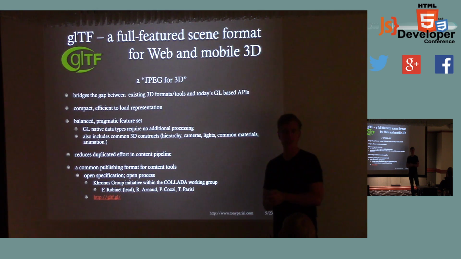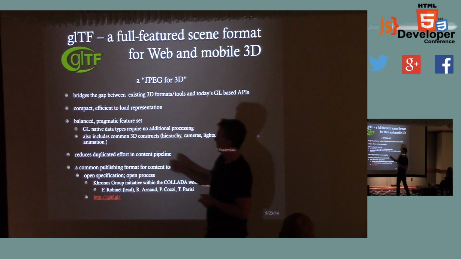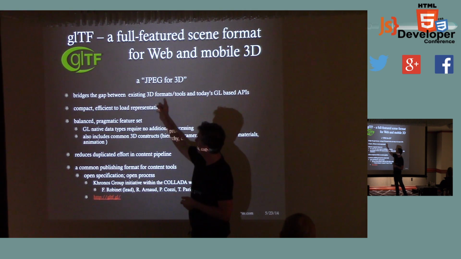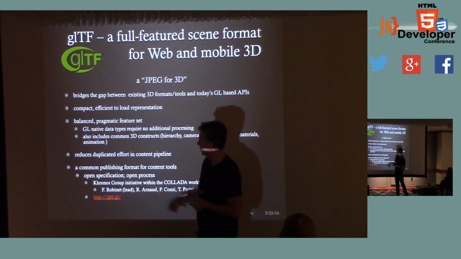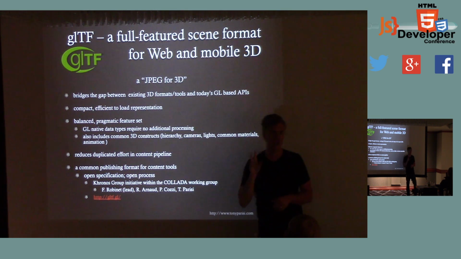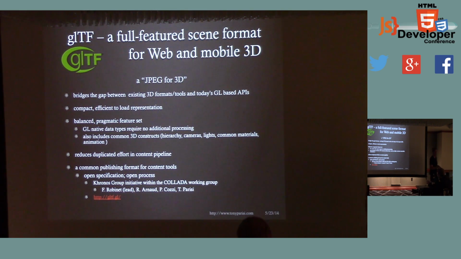So for all those vertices, there's 90,000 triangles in that future Go model. You don't want that in text form. What you want is binary. So it's a compact, efficient to load representation. Your scene structure is in JSON, and there's a .bin file that comes along with it that's got all your vertex data in it. And that's called a graphics library transmission format, or GLTF.